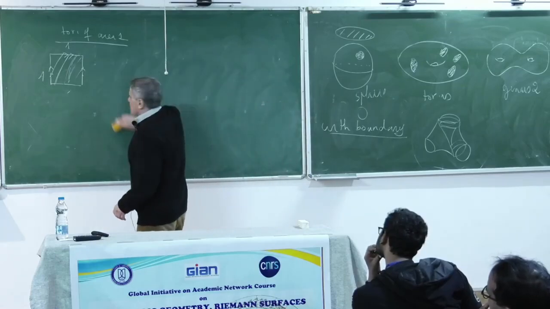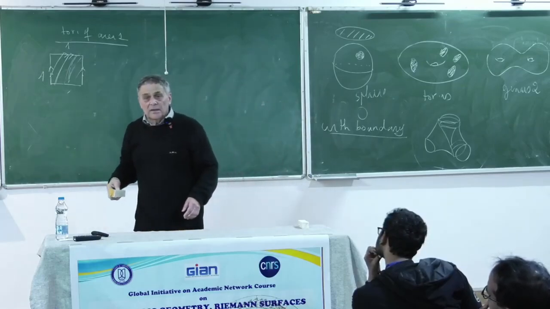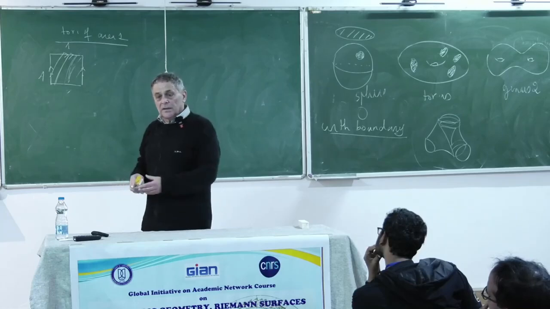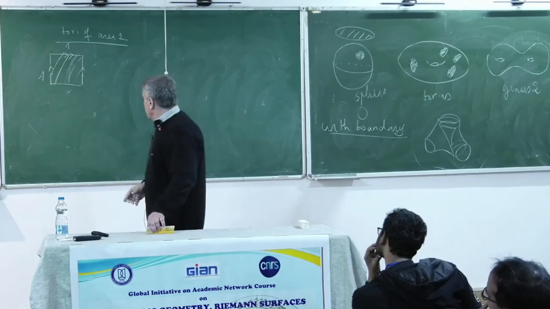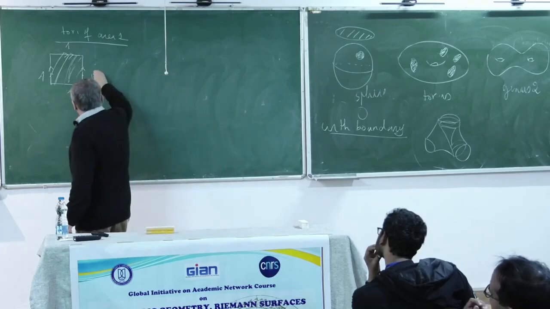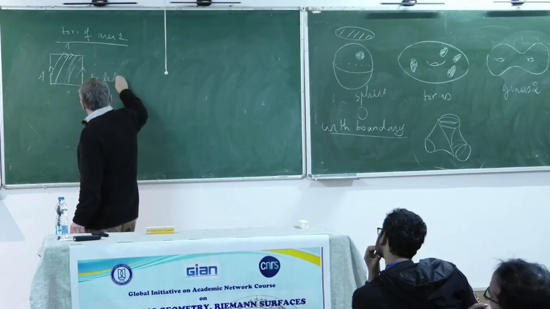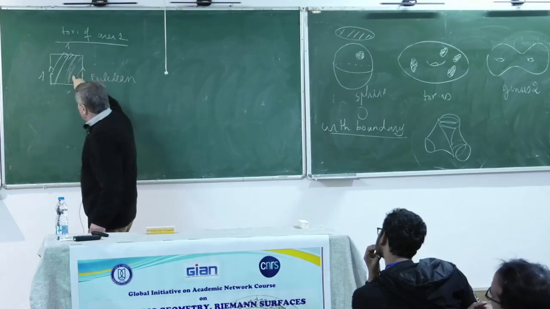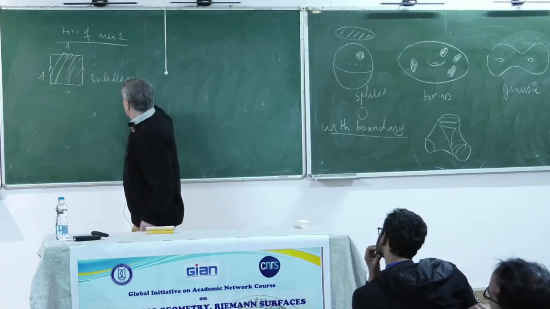What metric are you taking as embedding in R3? No, just the Euclidean metric induced by the metric on this rectangle or on this.